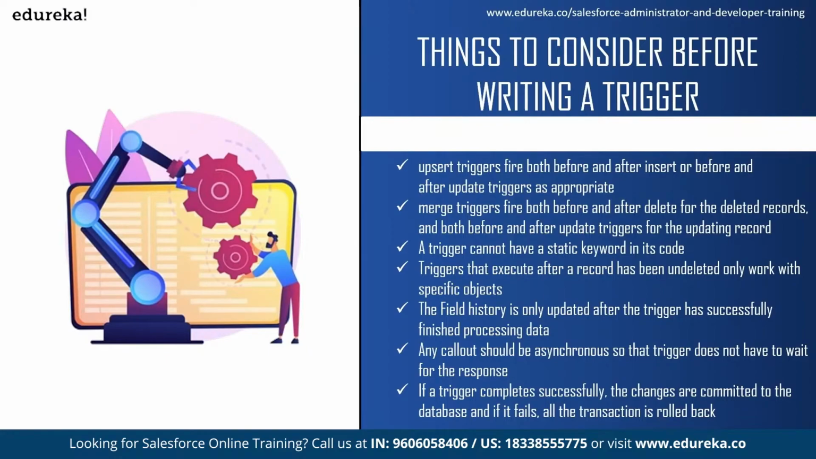Also, any callout should be asynchronous so that the trigger does not have to wait for the response. And the last point is, if a trigger completes successfully, the changes are committed to the database. And if it fails, the whole transaction is rolled back, which means it becomes the same as it was before. So these were some of the things you need to consider before writing a trigger in Apex.